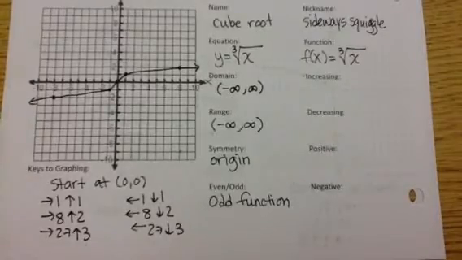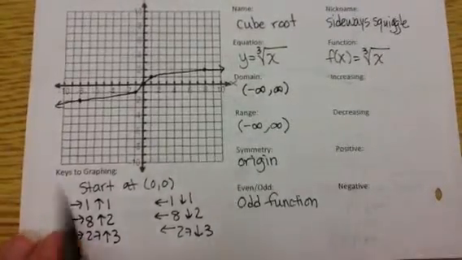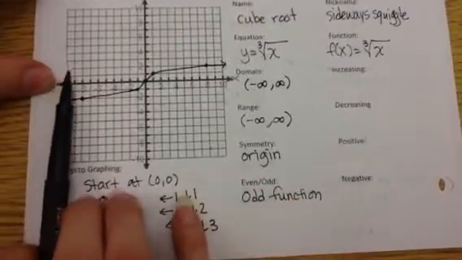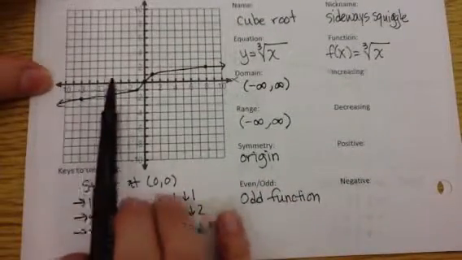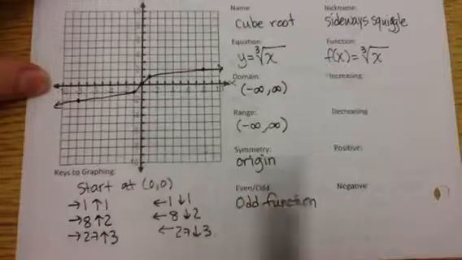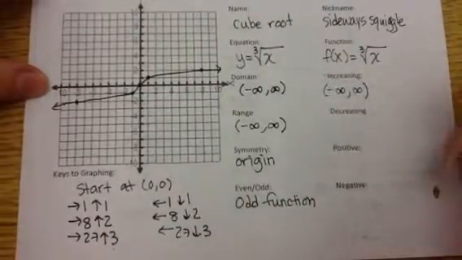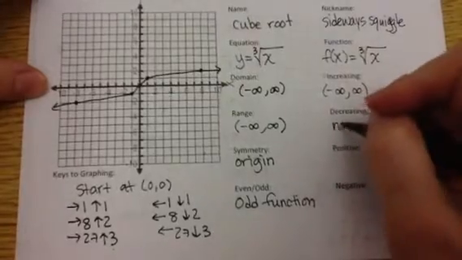Where is this graph increasing? As I travel left to right, from negative infinity to infinity, if I were on that function, I would be constantly going uphill. So this function is increasing from negative infinity to infinity, and it's decreasing nowhere.